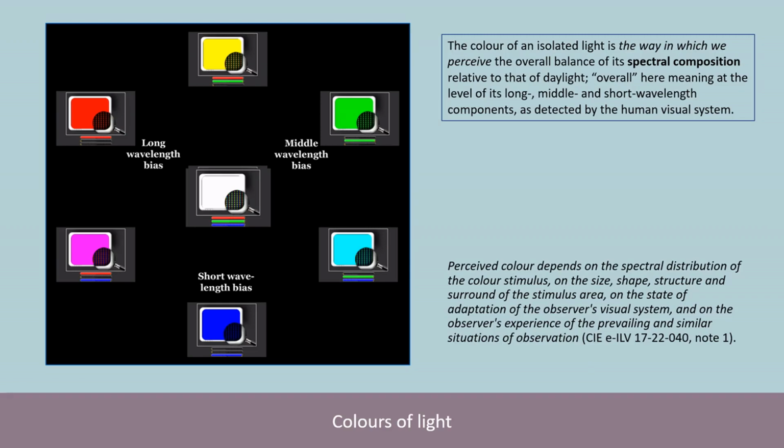Now, of course, perceived colours can be influenced by a variety of factors in addition to the spectral properties of the stimulus, as acknowledged in Note 1 to the CIE ILV definition of perceived colour. Nevertheless, despite the importance of these other factors, it would be going too far to deny a connection between colour and spectral properties. It's quite reasonable to say that in many ordinary circumstances, variations in the spectral composition of light at the level of its long, middle and short wavelength components are detected by the human visual system and perceived as different colours. This, of course, is why we're all looking at machines that work by emitting different mixtures of long, middle and short wavelength light.